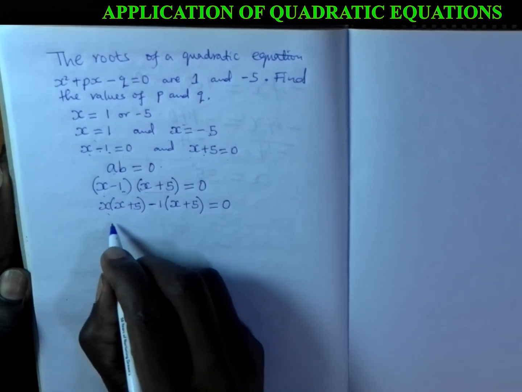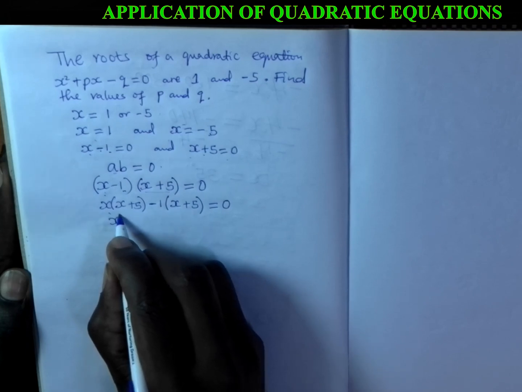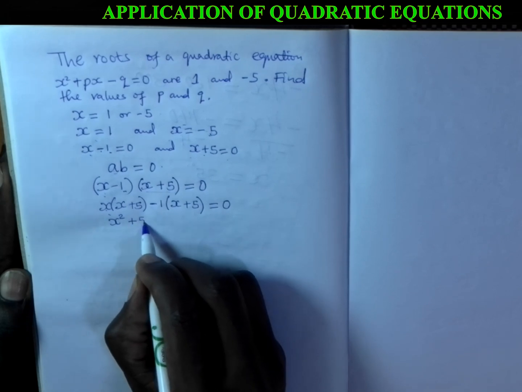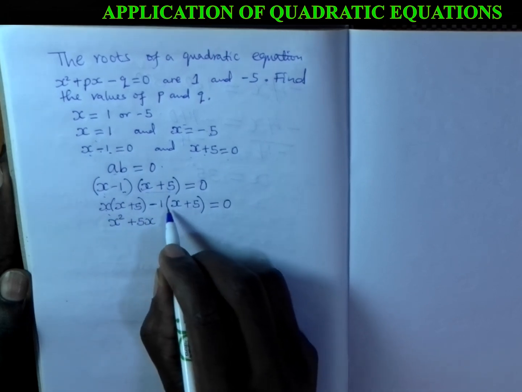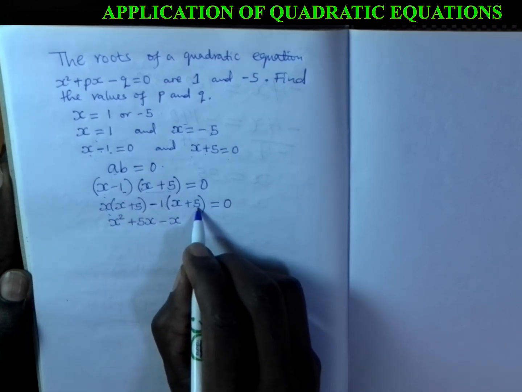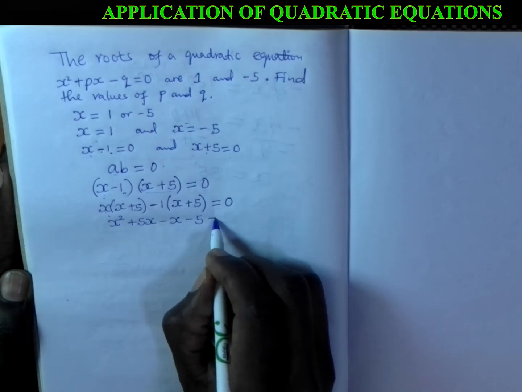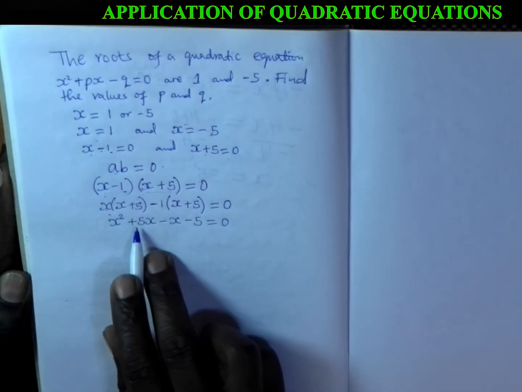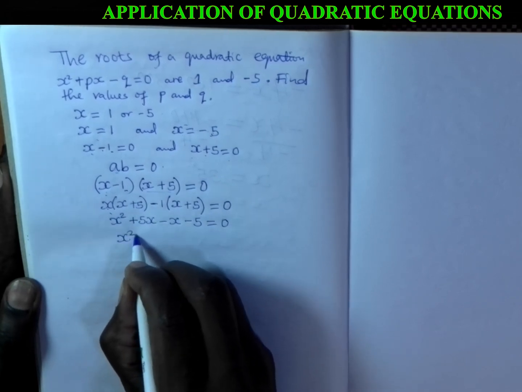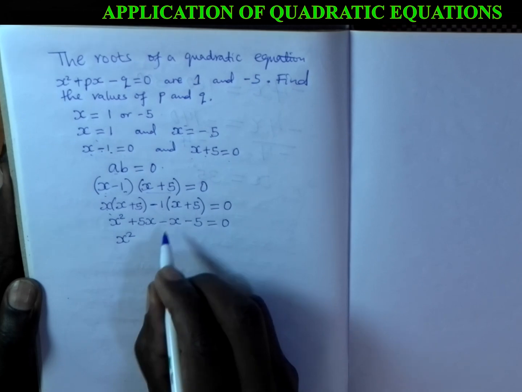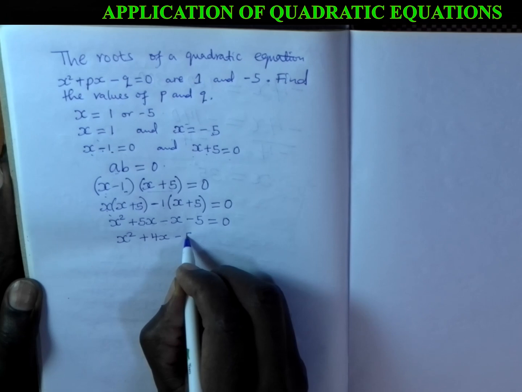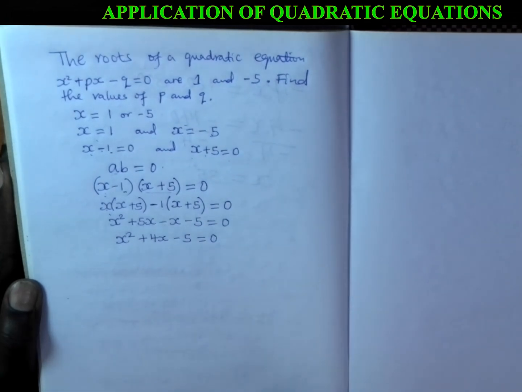So open the bracket, we have x times x is x squared, x times 5 is 5x, minus 1 times x, we have minus x, minus 1 times 5, that will be minus 5, equal to 0. Let us collect the like terms together and simplify. So we have x squared, 5x minus x, that will be plus 4x. Then minus 5 is equal to 0.